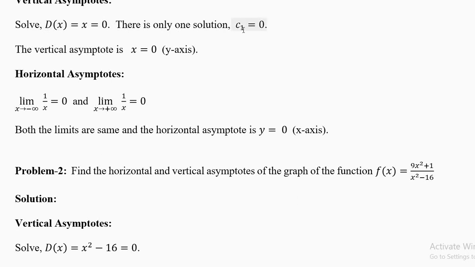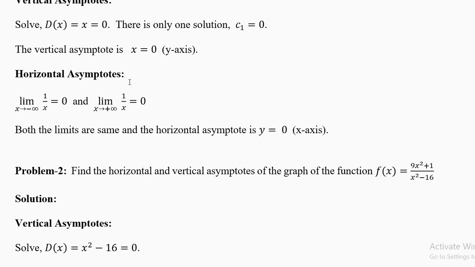There is only one solution, x equal to 0. So the vertical asymptote is x equal to 0. If x is equal to 0, you call it the y-axis. If y equal to 0, you call it the x-axis. Now so much for the vertical asymptote.